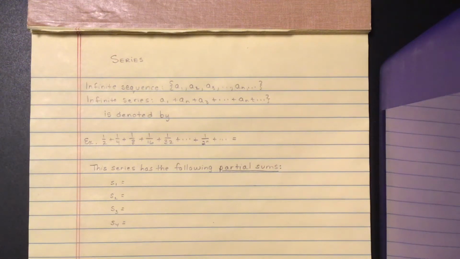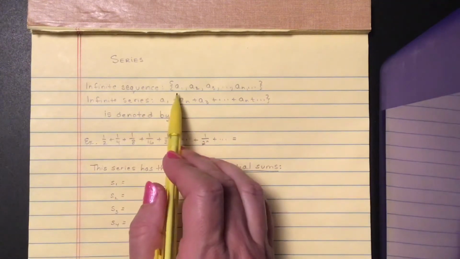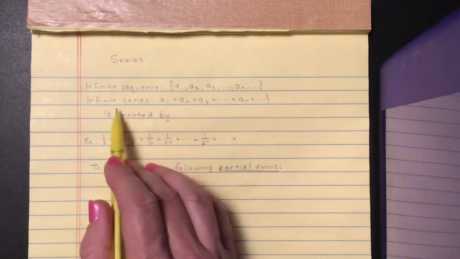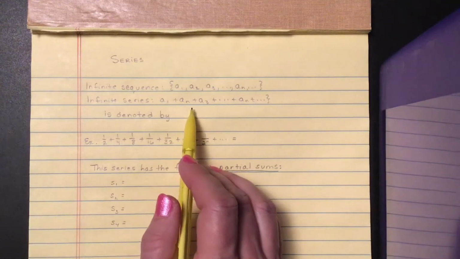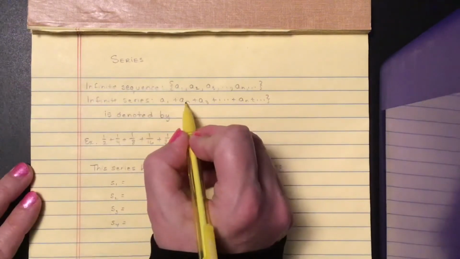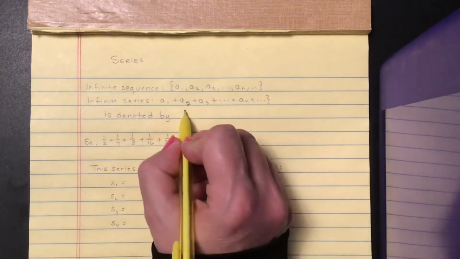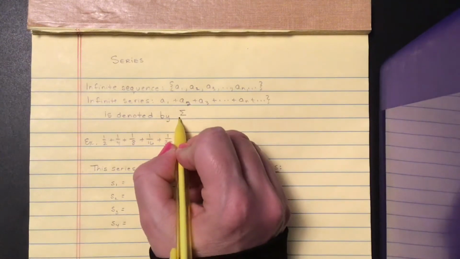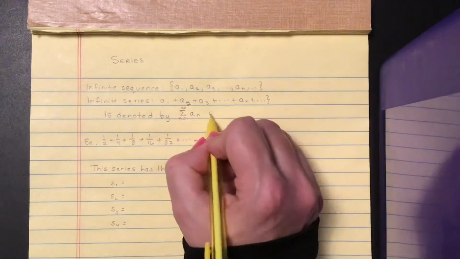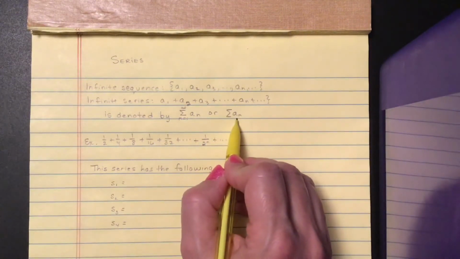The topic is series. We already learned about an infinite sequence. It can be represented with a sub 1, a sub 2, a sub 3, and so on. An infinite series is the sum of the sequence, and it can be written a sub 1 plus a sub 2 plus a sub 3, and so on. It is denoted by the summation as n goes from 1 to infinity of a sub n, or simply the summation of a sub n. So we call that series.